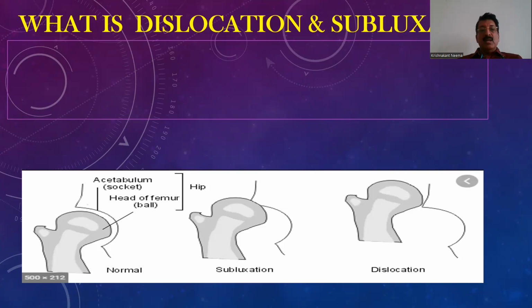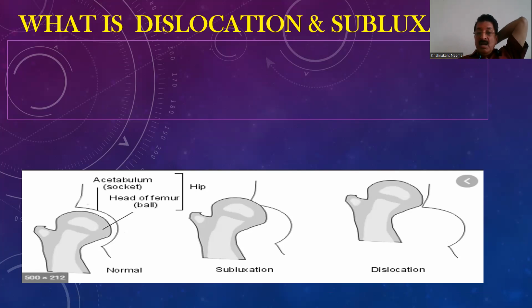So this ball and socket makes a ball and socket joint, and this is a hip joint. In the first picture, you can very clearly see that the head of the femur is well contained in the socket. Head is fully contained in the socket. In the second picture, you can see that the ball is trying to move out of the socket, but still it is in contact with the socket. While dislocation shows that the ball has totally moved out of the acetabulum.